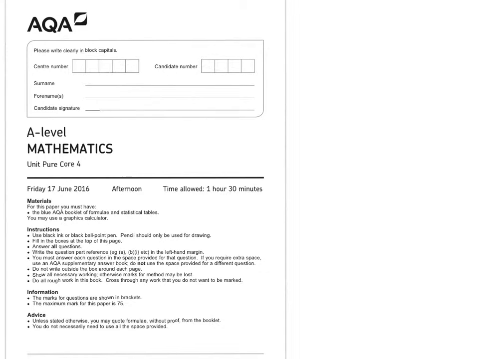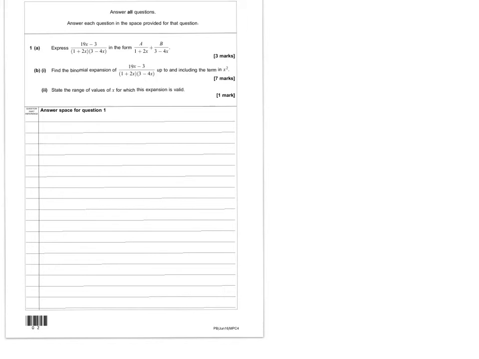Okay, so question 1, A and B. A starts right after this, but B, 1B starts after about 3 minutes 11 in. Express (19x minus 3) over (1 plus 2x)(3 minus 4x) in the form A over 1 plus 2x plus B over 3 minus 4x.